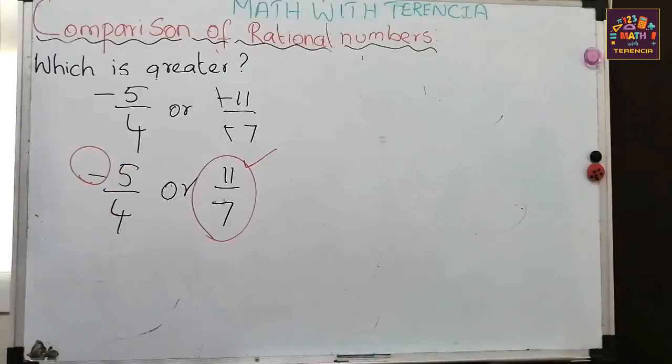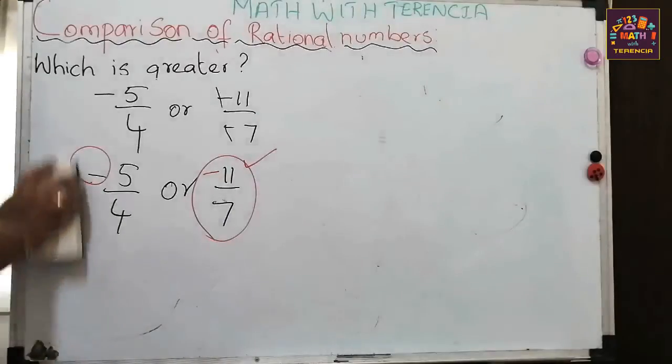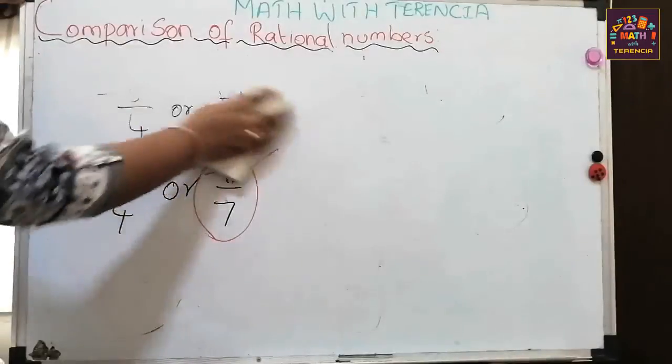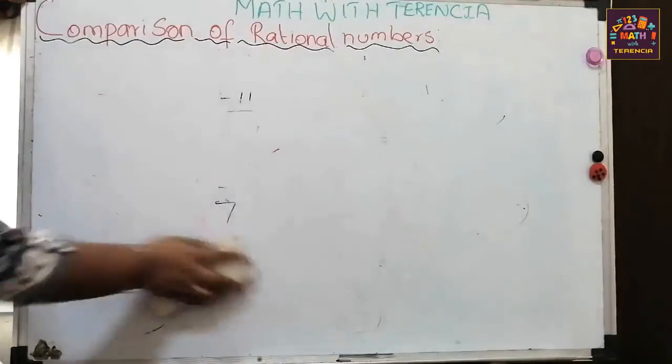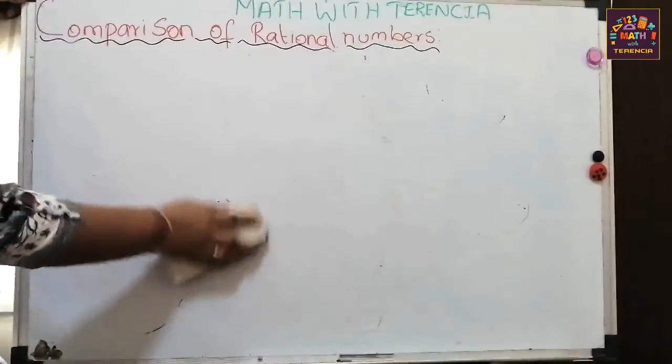But often you won't get these types of questions. When you have both negative numbers, there is no other way to go. You need to change the denominator. So now let's see how to arrange the numbers in ascending or descending order.